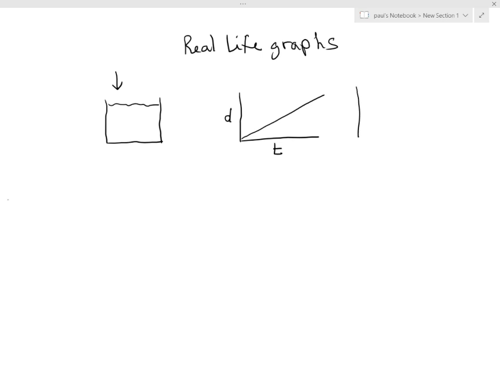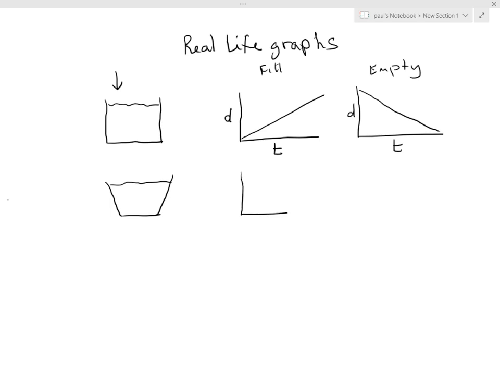If we make a hole in the bottom and at a constant rate, the water will start deep and it will slowly go down at a constant rate until it empties. If we change the shape of the container and put some water in, and so this is fill and this is empty. And so we'll do the graph again over time and depth.